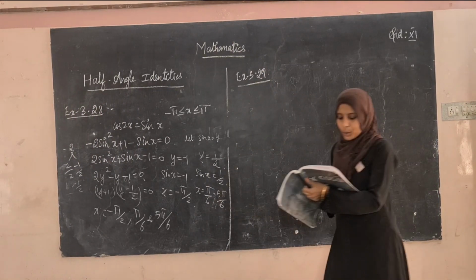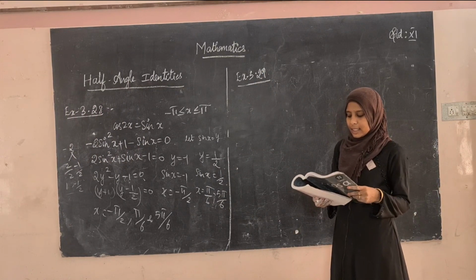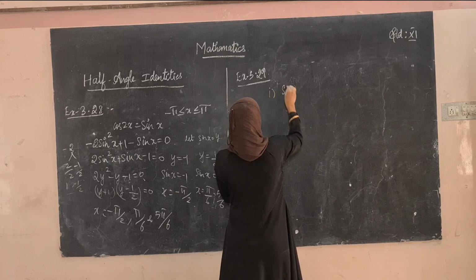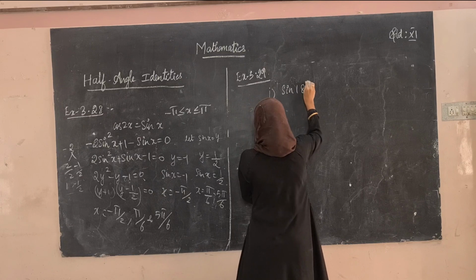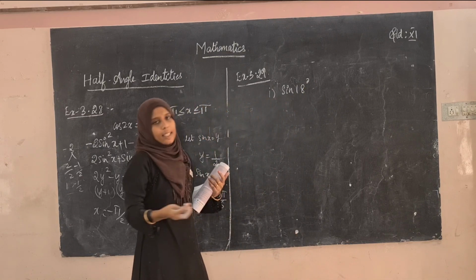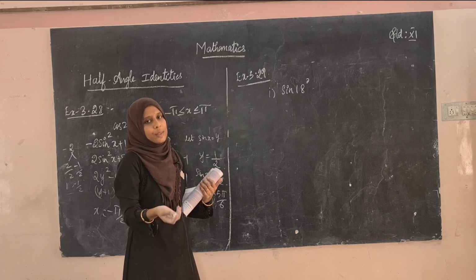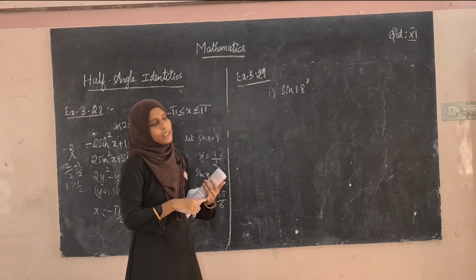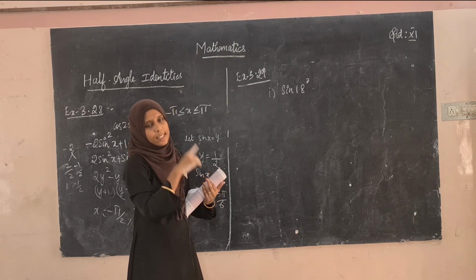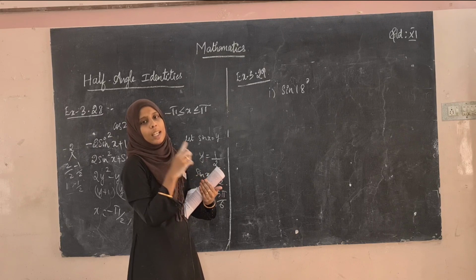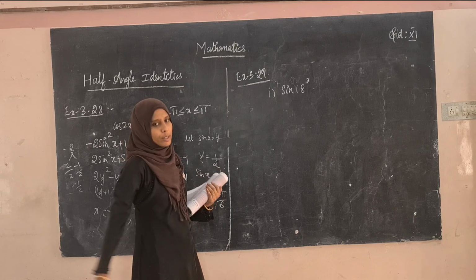Okay, 3.29. Find the value of sin 18 degree. So we have to find the value of sin 18 degree. We will solve it using the degrees we know. So it may be 30. What are the values we know for sin? That is 0, 30, 45, 60 degree and then 90 degree. So using that you have to solve this.